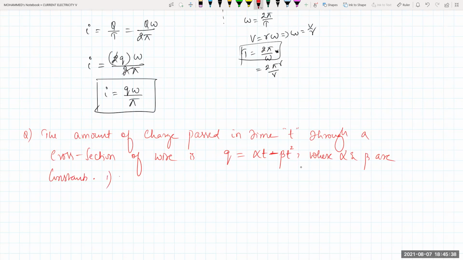First question is, find the current in terms of time t. And the second question is, sketch the I versus t graph. So this is the question.